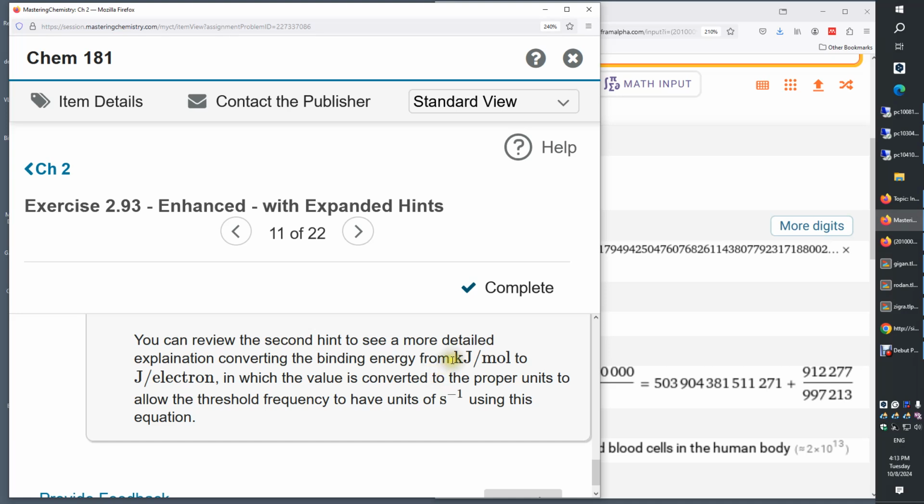So again, the key is to convert kilojoule per mole to joule per electron. And then you use this amount of energy to compute the frequency of the photon.